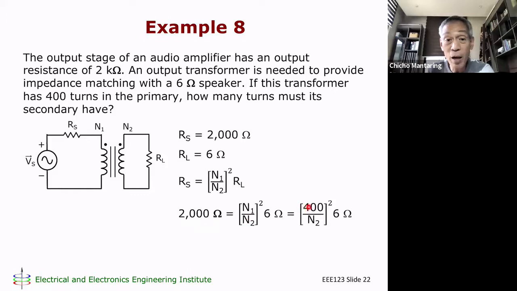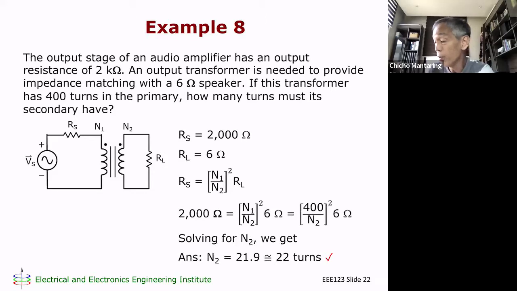And I know that N1 is 400. So all I have to do is compute for N2. So if I have a transformer with approximately 22 turns in the secondary, 400 turns in the primary, then this amplifier now will deliver maximum power to this speaker. Are there any questions? So this is a very practical application of the transformer.